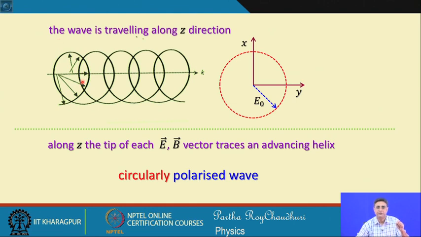So, the tip of the electric field vector, when you consider different positions along the z axis, will be advancing in the form of a helix. So, E and B vectors trace an advancing helix as it is shown here, and this is the true three dimensional picture for a circularly polarized wave. Even though it describes a circle at one plane, at one position, which is a plane perpendicular to the z axis, the tip is advancing because the wave itself is advancing. So, we will be describing the trace of a helix.